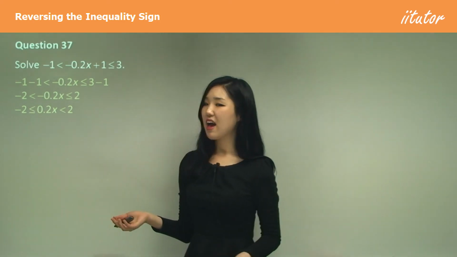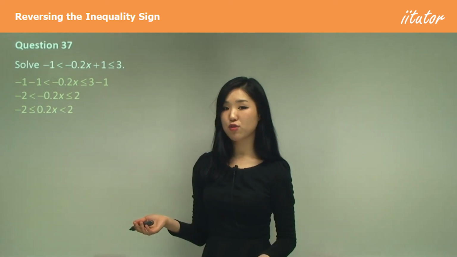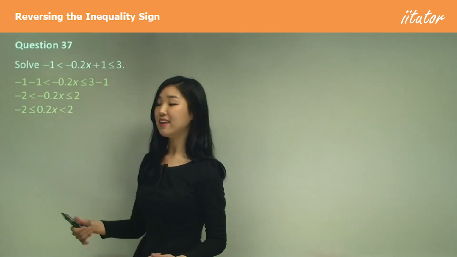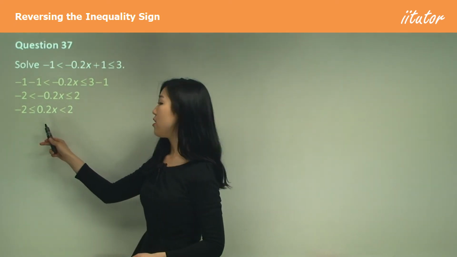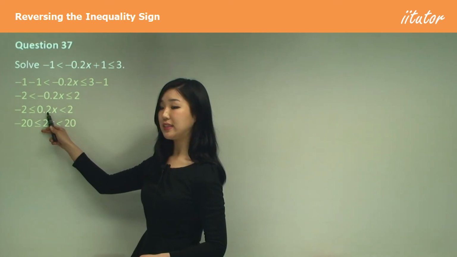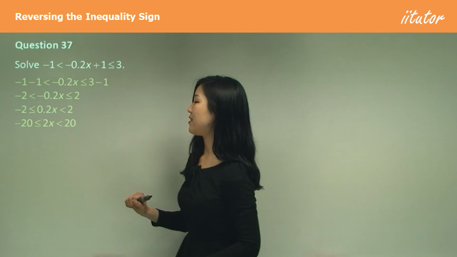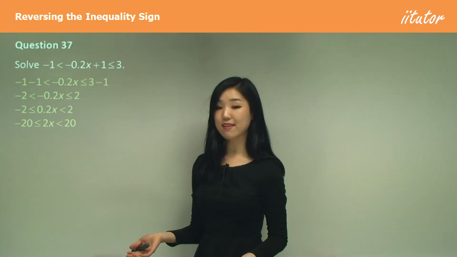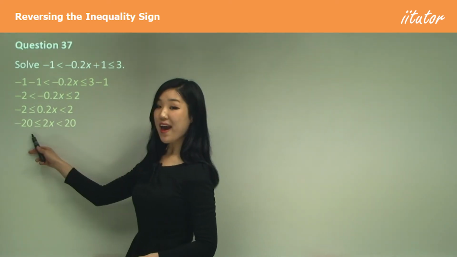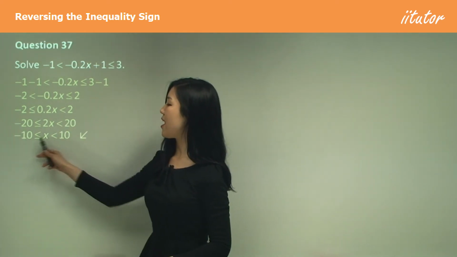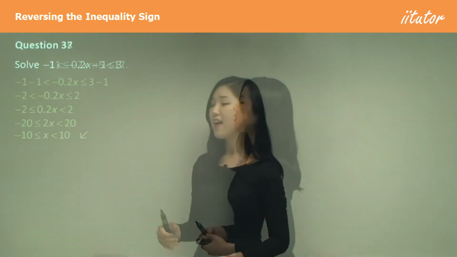I don't really like having decimals. Decimals always confuse me. So what I'm going to do is multiply everything by 10. So I don't have the 0.2. So this becomes 2 if I multiply by 10. This becomes 20, and this becomes 20. So now I don't have any more decimals. Divide everything by 2, because that's 2x. So divide by 2, you get -10 to 10, and that's the answer.